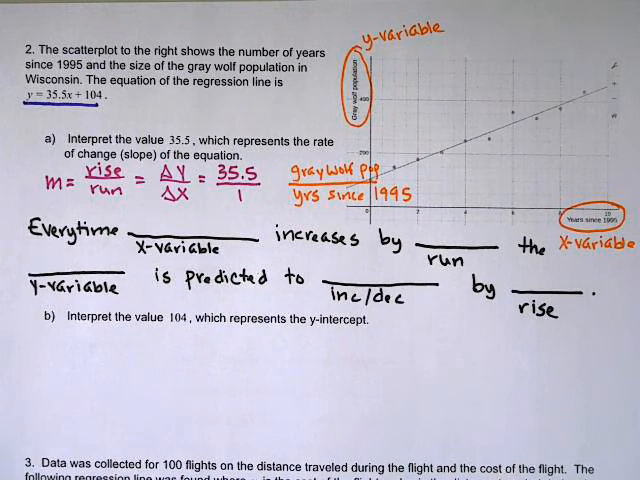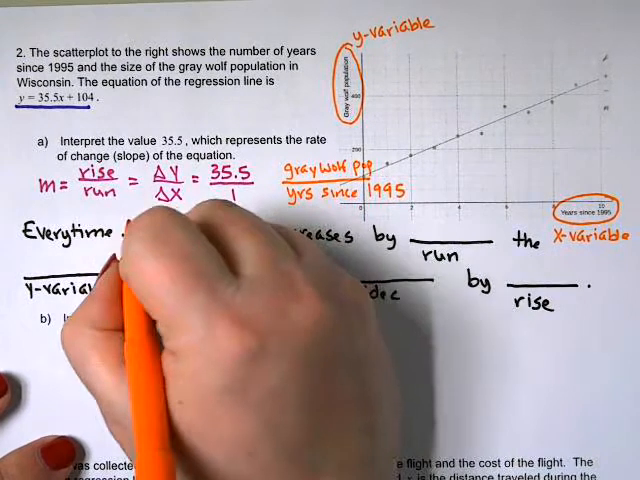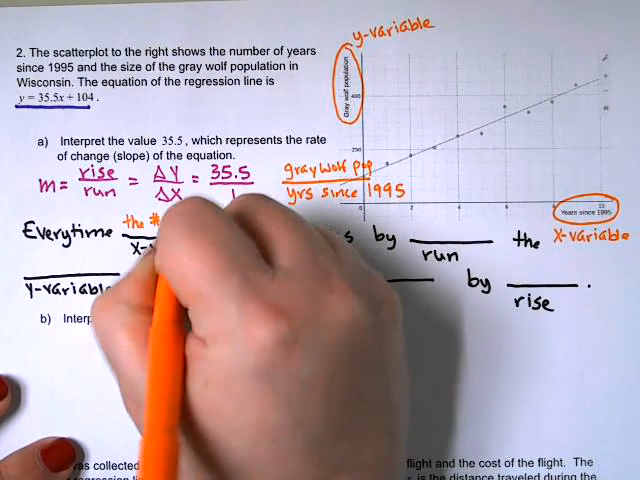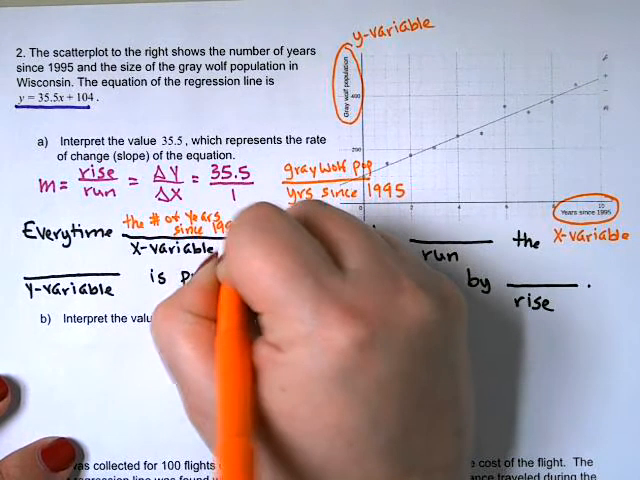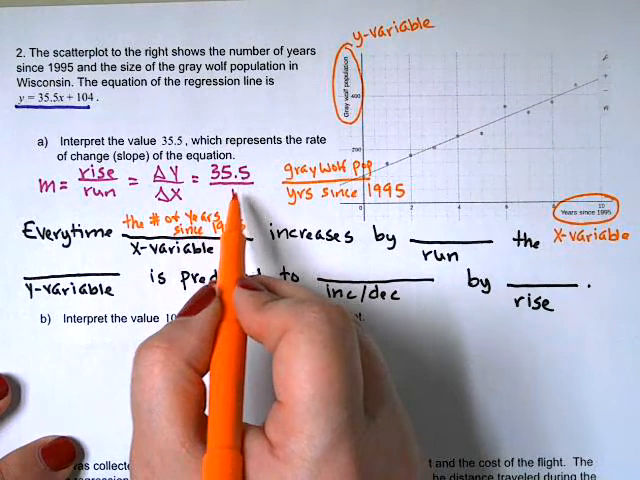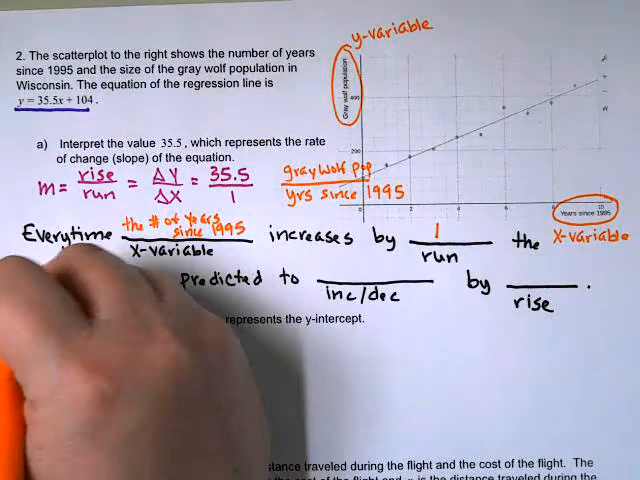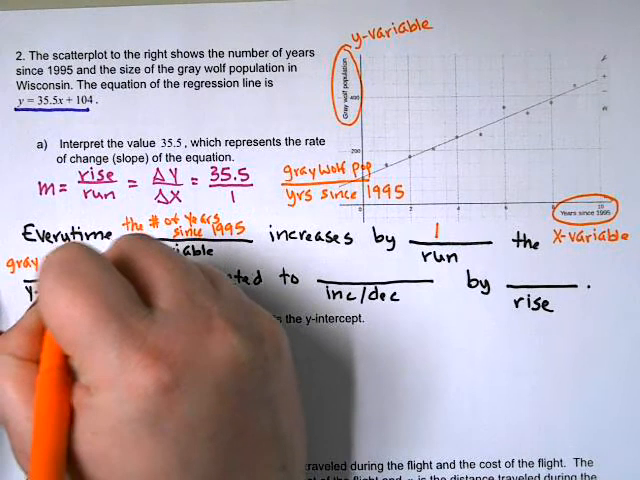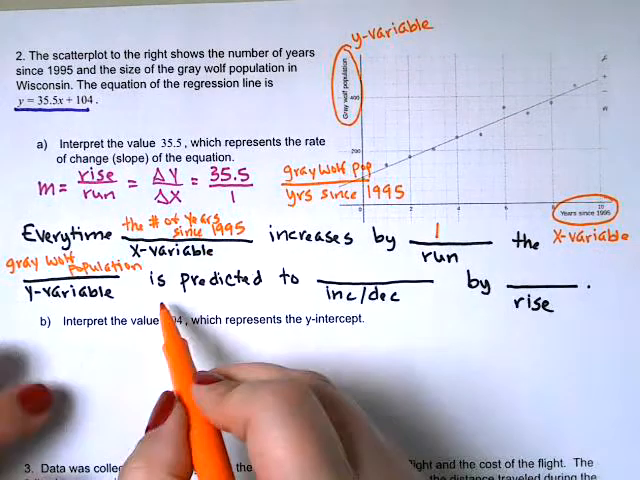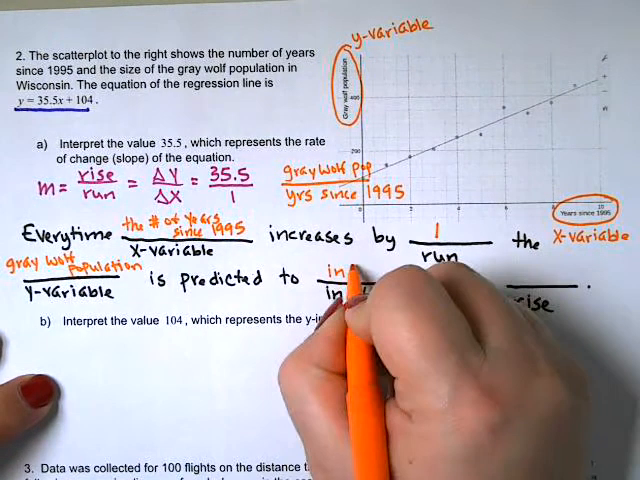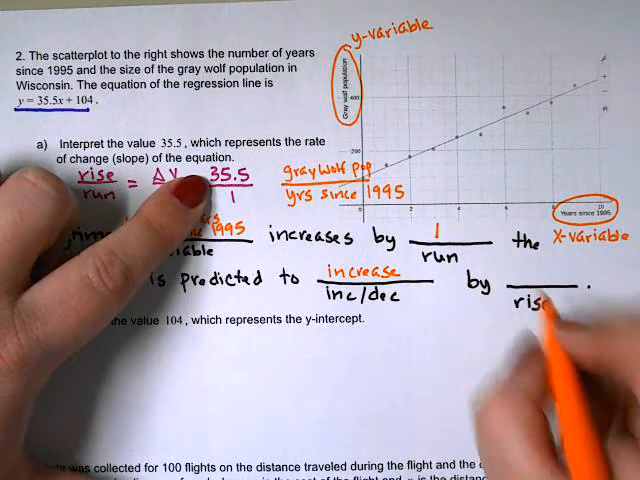So the x variable is the years since 1995. So every time the number of years since 1995 increases by the run, which is 1, the y variable, which is the gray wolf population, is predicted to increase, because this is a positive association, by the rise, which is this 35.5.